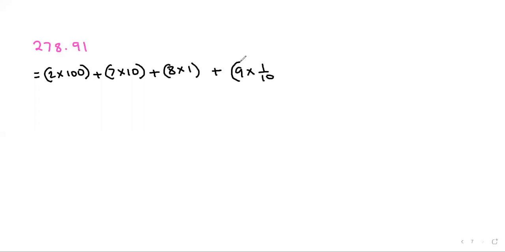2 times 100, plus 7 times 10, very good, plus 8 times 1, plus 9 times 1 out of 10, very good. Next, plus 1 times 1 out of 100. Very, very good. Very good, Richardson. This is method 1.